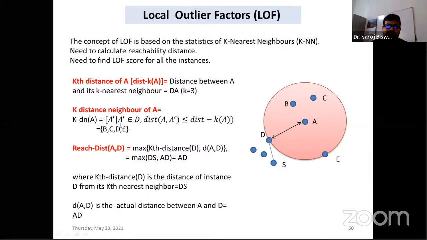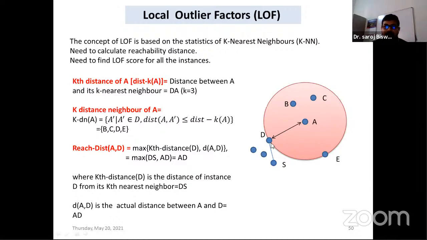The element of this set is A bar. So how can we find A bar? Here we have the equation. See here, if the distance between A and A bar is less than or equal to the distance KA, try to understand what this KA means: that is the kth distance of A.